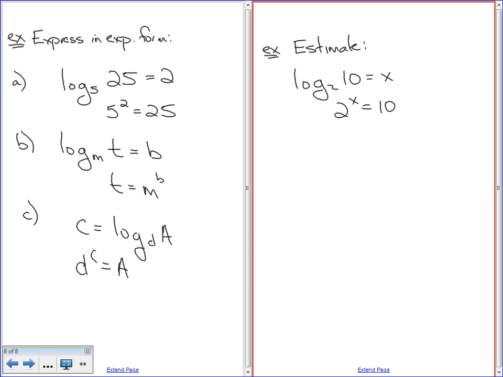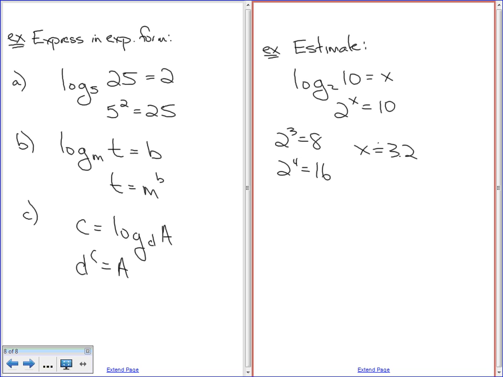And again, estimating is just guessing. I know 2 to the power 3 is equal to 8, and I know 2 to the power 4 is equal to 16. So what value do you think x is? Is it going to be closer to 3 or closer to 4? Closer to 3. So 3 point what do you think, Dean? I'm going to go with 3.2.